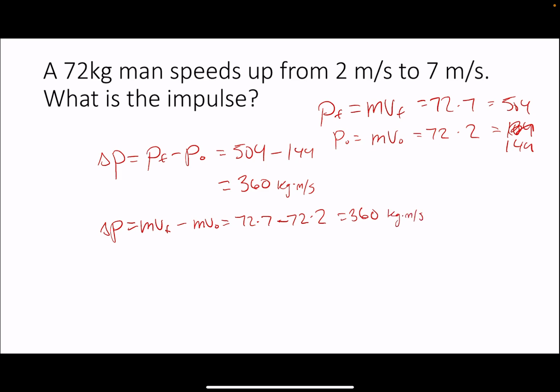You can also see here that we could factor out an m out of both these terms. And so sometimes it's easier to work with this equation. So we'll try this one on the next slide.